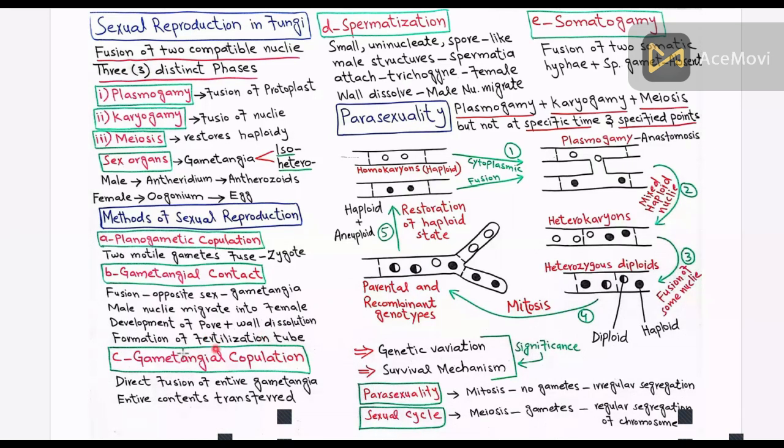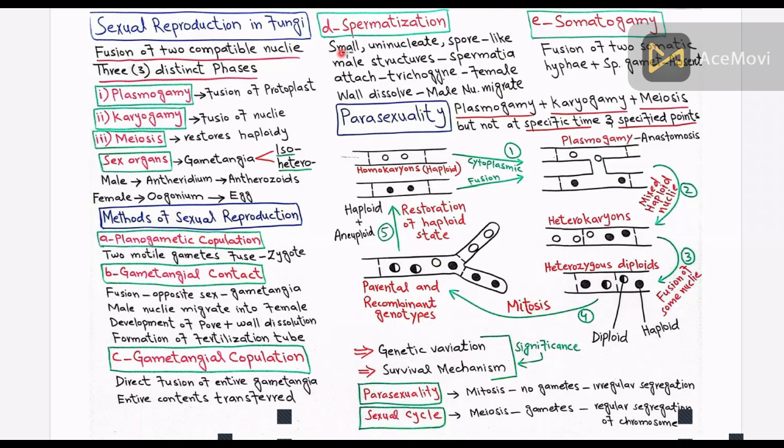The third one is the gametangial copulation. In this type, direct fusion of entire gametangia takes place. It means the entire contents of one gametangium are transferred to another compatible gametangium through a pore. The fourth one is spermatization.